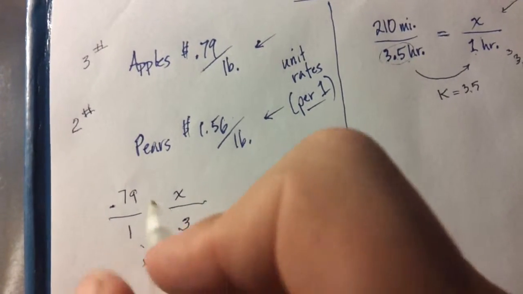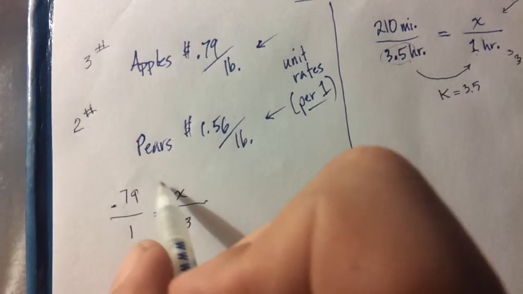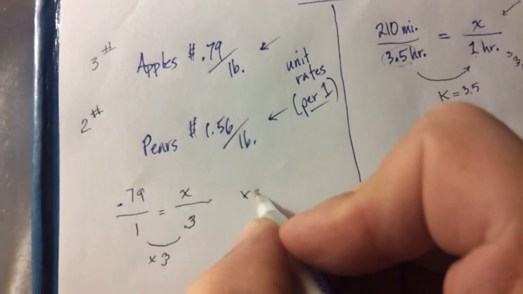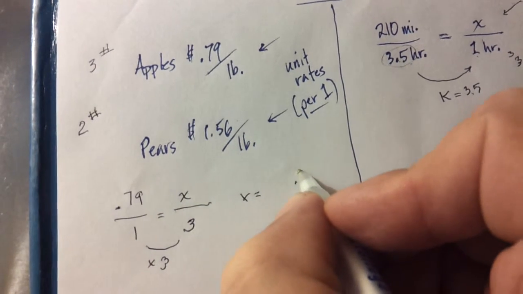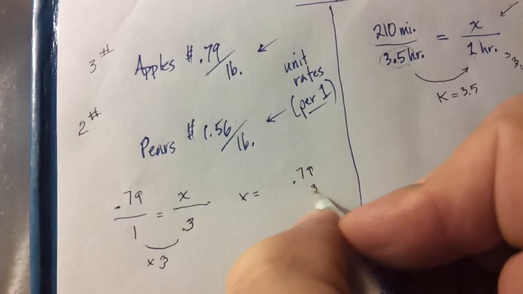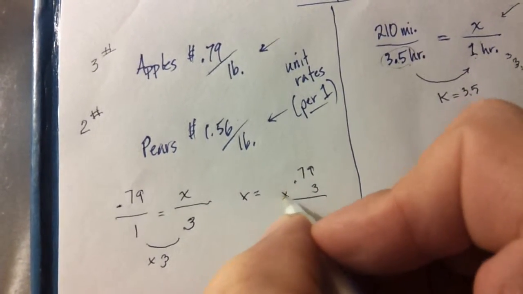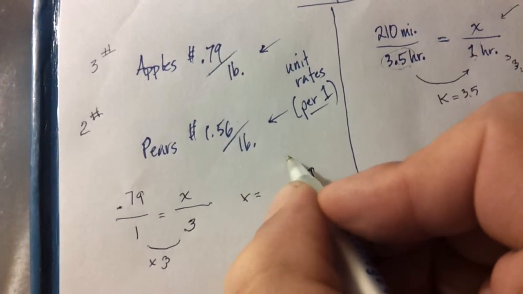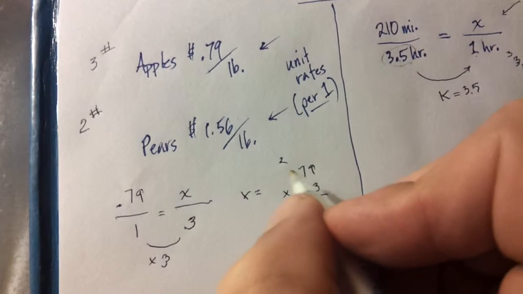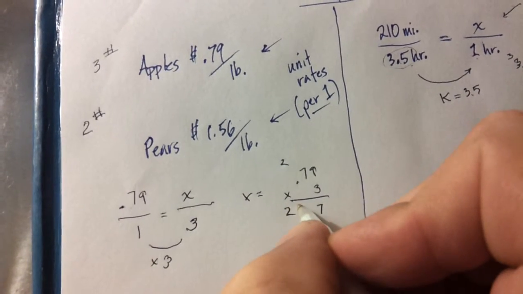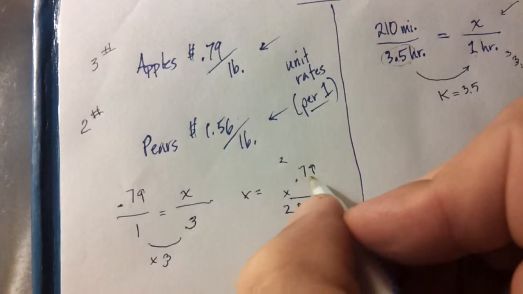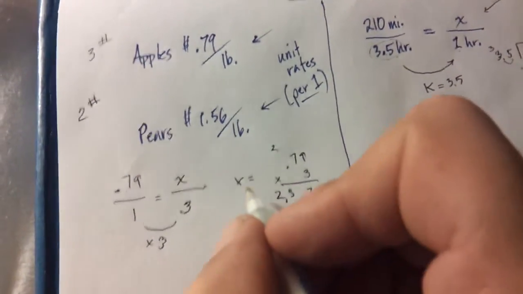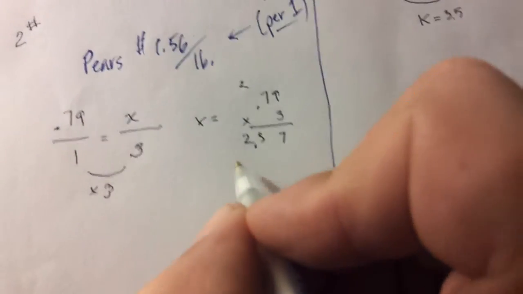So 79 times 3 is x. So that tells us that x is equal to 79 times 3. 9 times 3 is 27. 21, 22, 23. 2, 3. I have 2 decimal points up here, so I need 2 down here. So they spent $2.37 on apples.